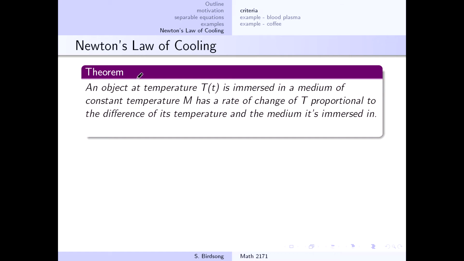Newton's law of cooling looks at when you have an object and we measure the temperature of that object at a certain time. Capital T represents temperature, lowercase t represents time, and this object is immersed in some medium that has a constant temperature of M. Newton's law says that the rate of change of the temperature of your object is proportional to the difference of the object's temperature versus the medium it's in.